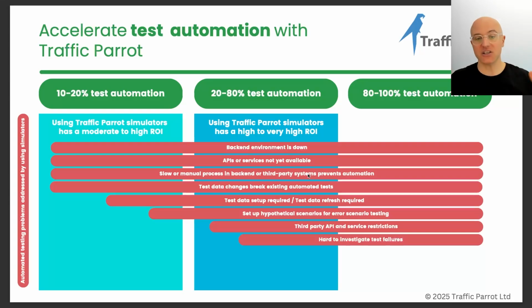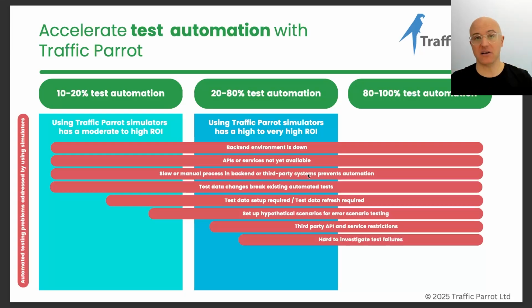There's going to be other issues like setting up hypothetical scenarios and for error testing, like we've discussed also in these videos. Or third-party and API service restrictions, how to investigate test failures. And this is further along your test automation journey, let's say 20 to 80% test automation. And then you'll experience a high to very high return on investment of using Traffic Parrot. It's going to get close to impossible for most use cases to get to 80% of test automation without using API mocks or API simulators, okay?